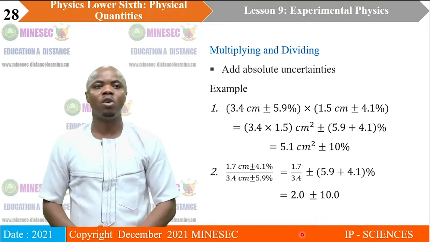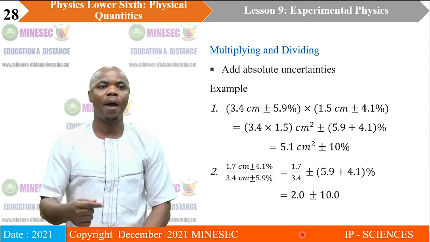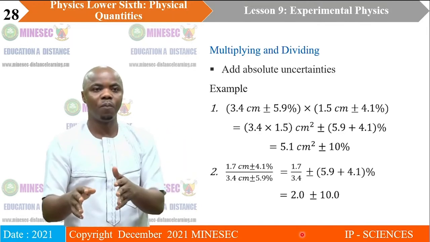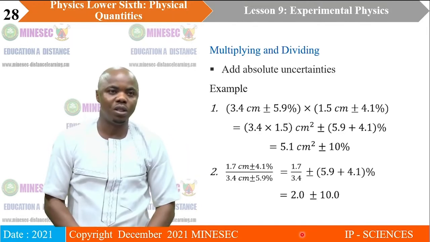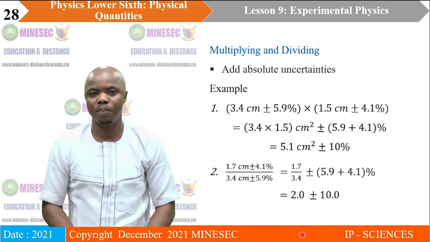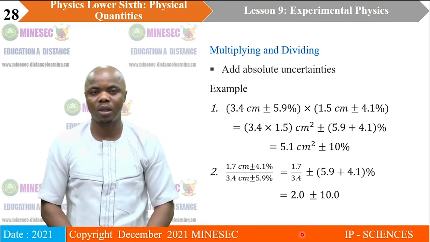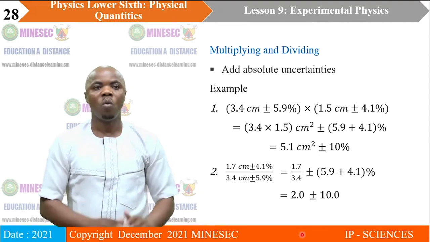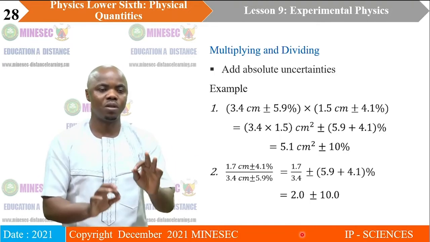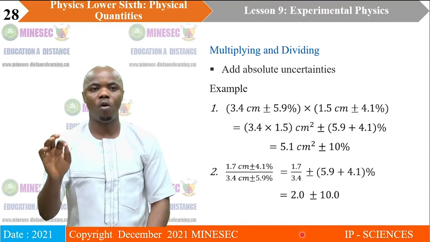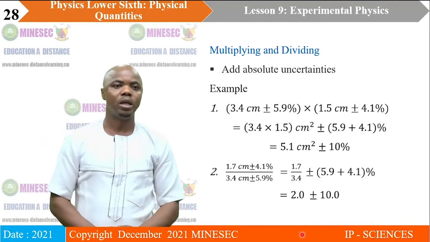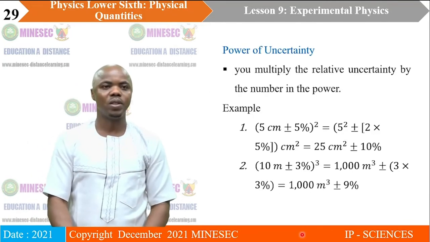When multiplying and dividing, we add their relative uncertainties. We don't multiply the uncertainties here. So we multiply the numbers separately, and we add their uncertainties. Now take for example, 3.4 centimeters plus or minus 5.9% multiplied by 1.5 centimeters plus or minus 4.1%. We multiply 3.4 and 1.5 separately and keep that. Then we add the uncertainties. 5.9 plus 4.1 gives us plus or minus 10% error. Same with division. We add the uncertainties.